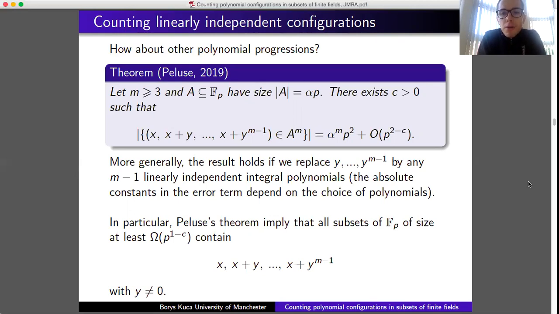In particular, from Peluse's theorem, we can deduce a bound on the size of sets lacking shifted geometric progressions. So what this theorem is saying is that all subsets of Fp of size at least omega of p to 1 minus c contain a polynomial progression of this form. Equivalently, if a subset of Fp lacks a progression of this form, then it will have size at most big O of p to 1 minus c.